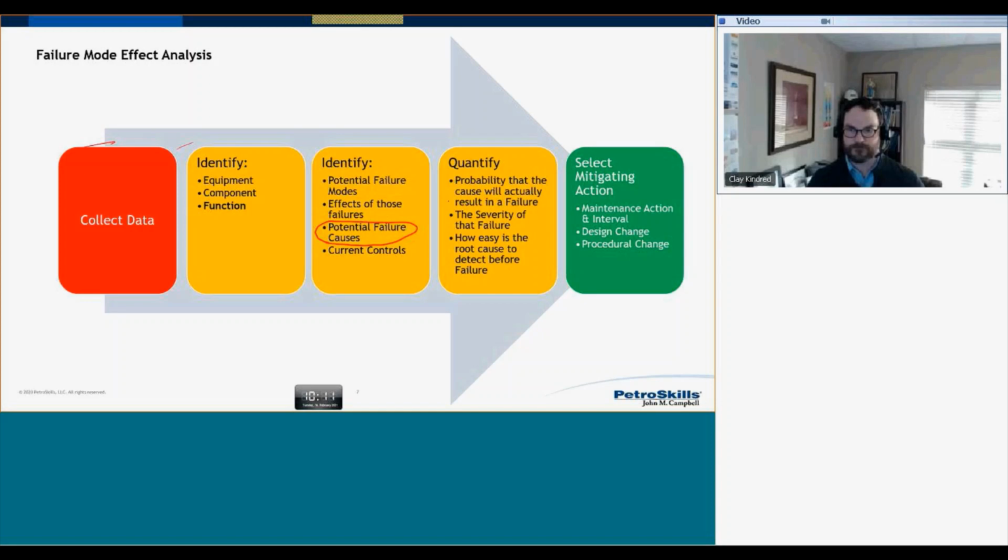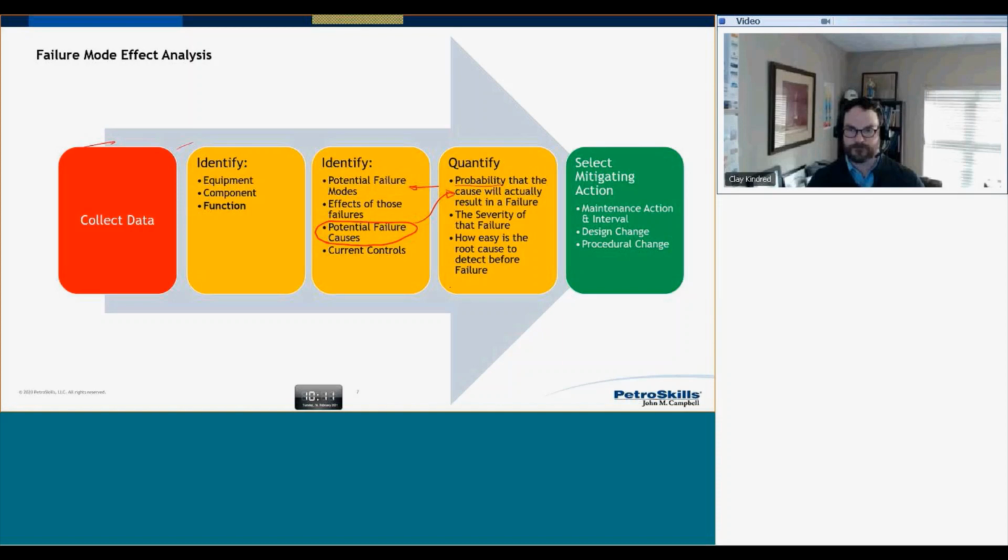Now, once you've got all that information, we're going to do some quantification on this failure. It's starting to sound a little bit tedious, but you can do this fairly quickly. I'll give you an example. What I want to know is, what is the probability that this potential failure cause will actually result in a failure? Now, it's important to link these two together. I need to know that potential failure cause. How likely is it that that will result in that failure?